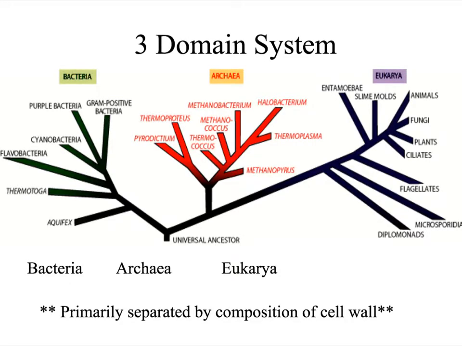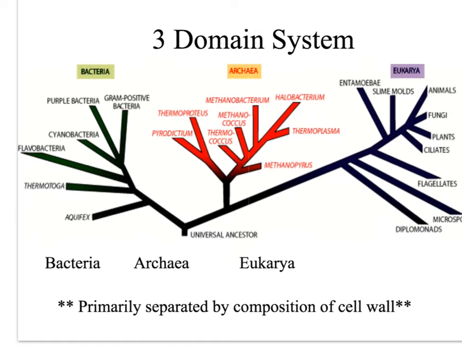So here's our three-domain system. We have the first one, which is called the bacteria. So most bacterial organisms live there. There's a middle one called archaea, which is an extreme type of bacteria. They live in hot springs and the bottom of the ocean and really cold areas. And then we have the eukarya, which we spend most of our time talking about because we have the animals, we have the plants, and other multicellular organisms.